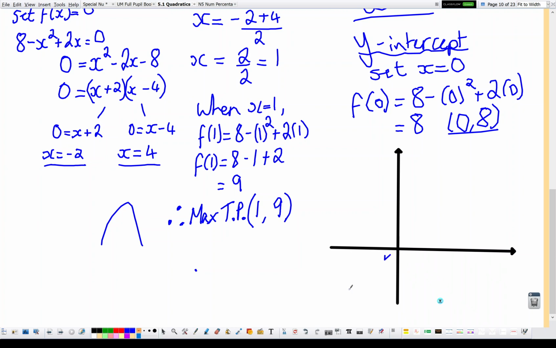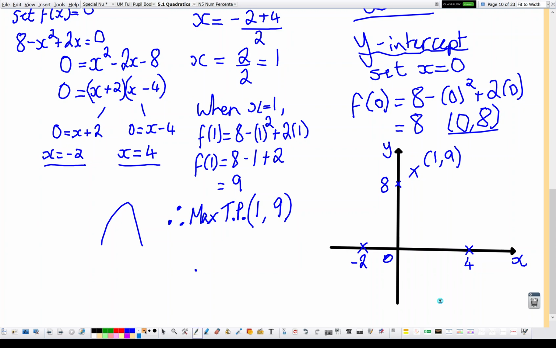So 0, that's the y-axis, this is the x-axis. So we mark on the roots first. So that was minus 2, roughly there, and 4, so just roughly about twice as far from the origin. My turning point was 1, 9, so that's roughly going to be up here. Just mark that point on, 1, 9. The axis of symmetry we'll add in a minute. The y-intercept is 0, 8, so that's just this point here. So you can say that's 8.